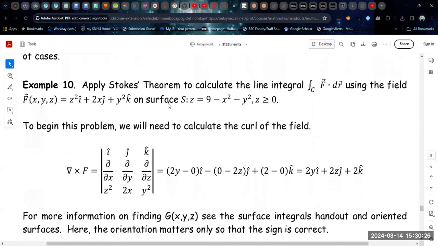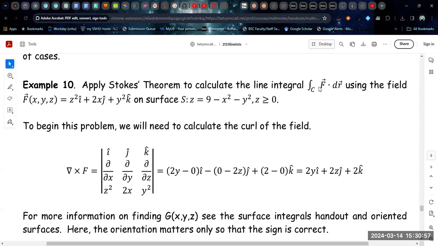So let's consider Stokes' theorem to calculate the line integral of F dot dr. Here is our field, and the surface is the paraboloid we were just talking about, z equals 9 minus x squared minus y squared, where z is greater than or equal to 0. Notice z is greater than or equal to 0. When this intersects with z equals 0, that's where you get that circle of radius 3.